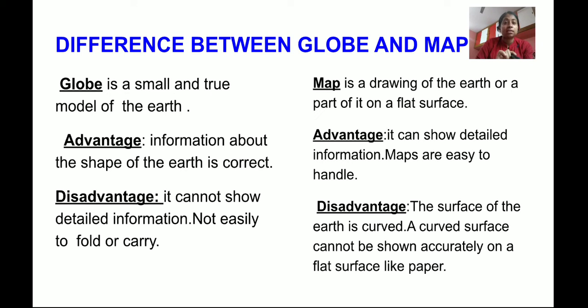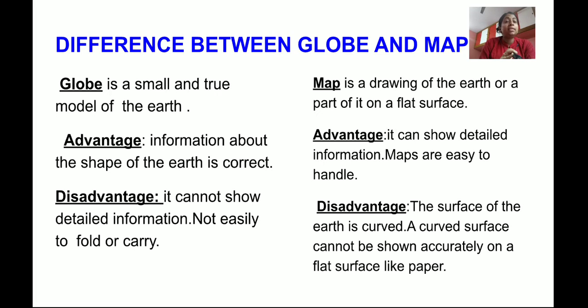Its surface is flat. The advantage of the globe is information about the shape. It gives almost correct information about the earth's shape. Whereas the advantage of a map is that it can show detailed information. It can give the minute details of any place. Maps are easy to handle. You can fold them, you can carry them anywhere.